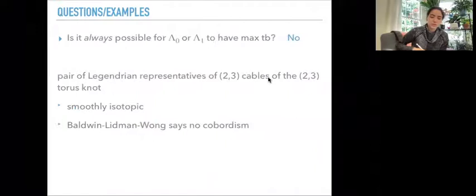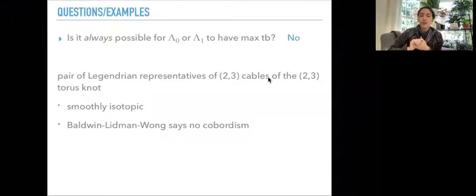So then our third question was, is it always possible to have a max Thurston-Bennequin number on the top or the bottom? And the answer is no. There are examples we can come up with where you have pairs of knots that don't necessarily have max TB on the top or bottom. In particular, there's a pair of Legendrian representatives of (2,3) cables of (2,3) torus knots. Because they're Legendrian representatives of the same smooth knot, they are smoothly isotopic, but Baldwin, Ledwin, Wong tells us that there can't be a decomposable Lagrangian cobordism between them. And so that tells us that we can't have the max TB ones. Okay, so we can't do that.